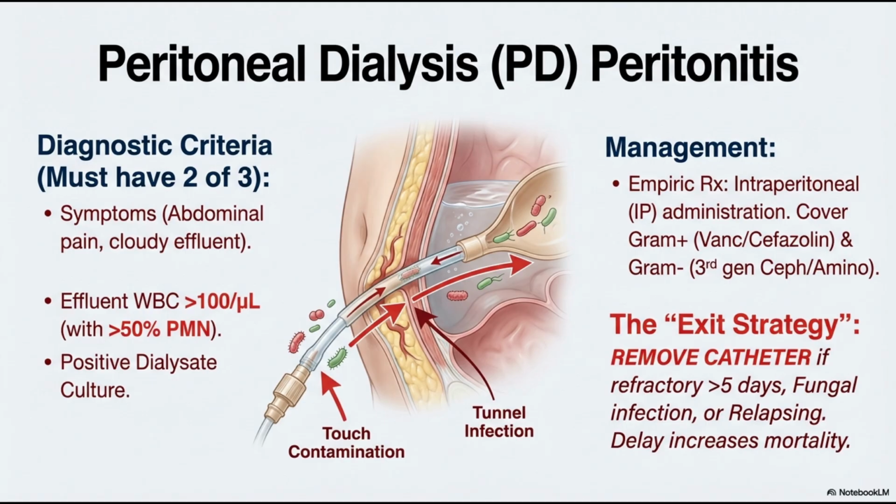And there's a massive trap here called the enteric trap. Huge. If you get the culture back and it grows multiple enteric organisms, E. coli plus Klebsiella plus anaerobes, that is not touch contamination.